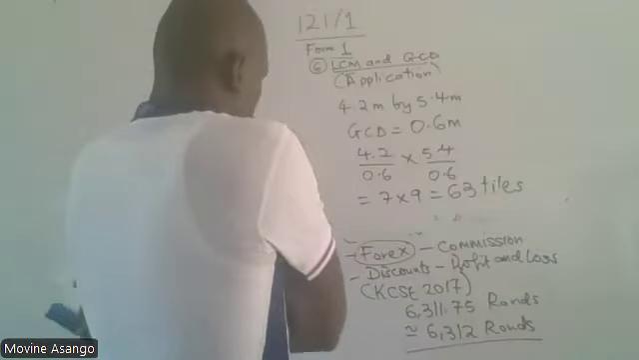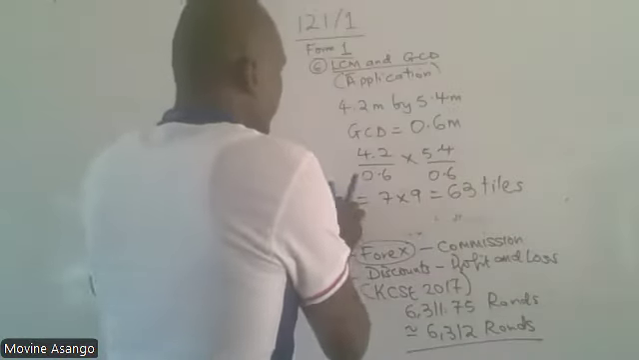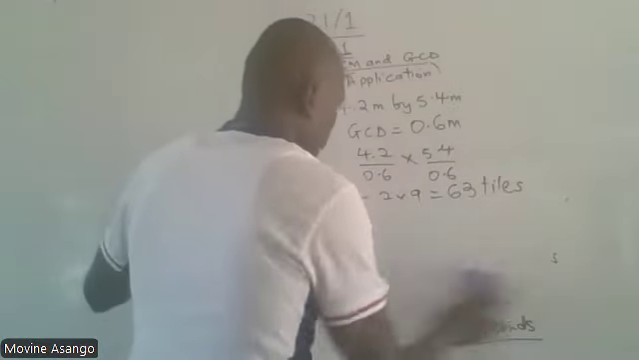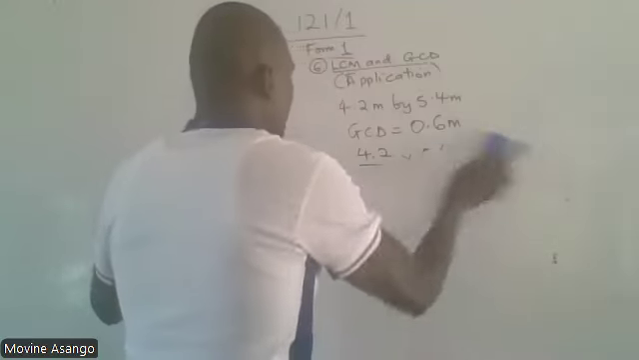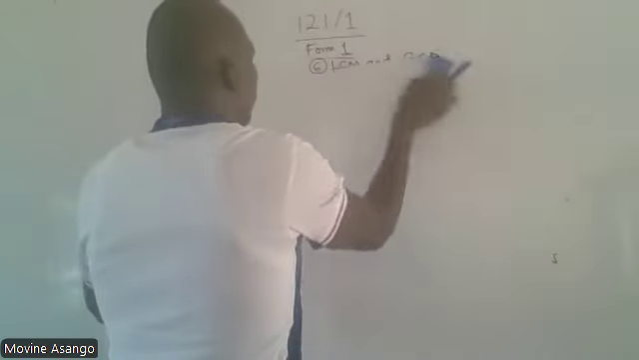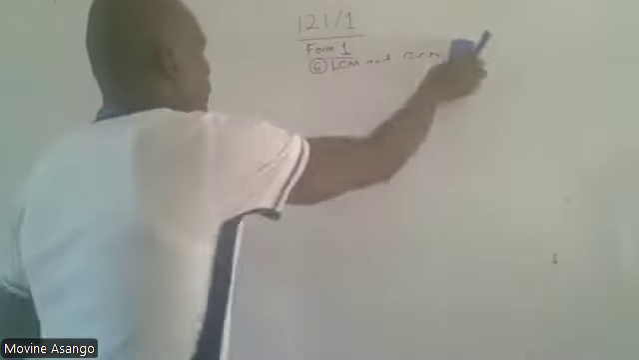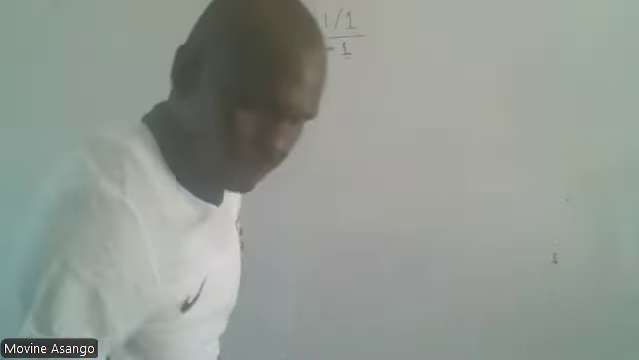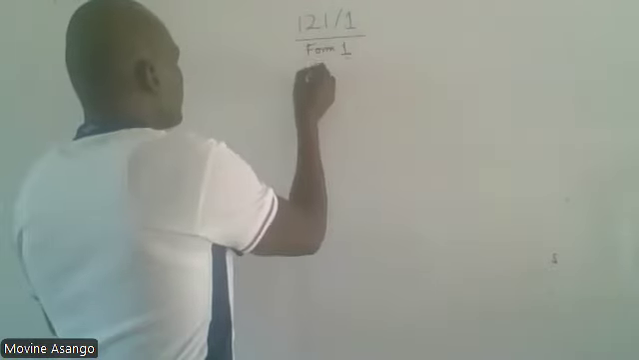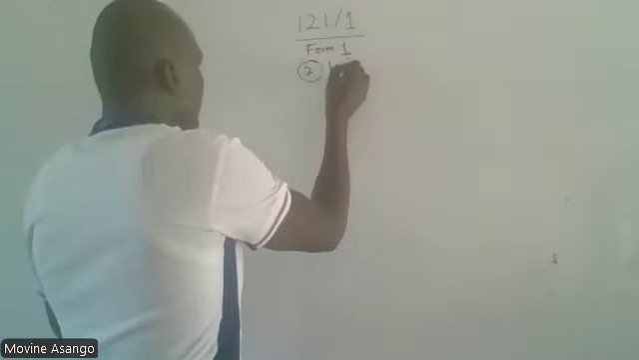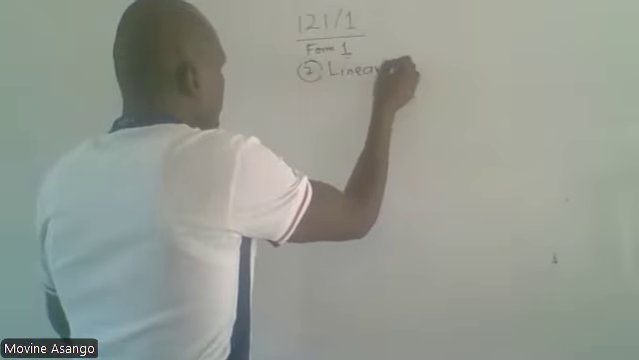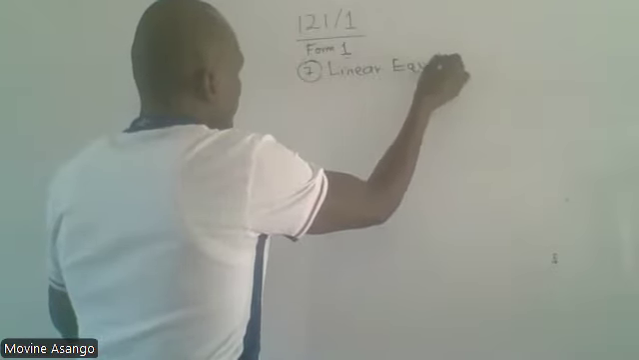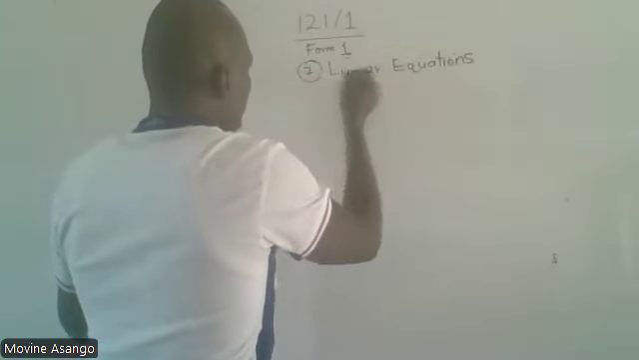That was number 6. Number 7, linear equations.